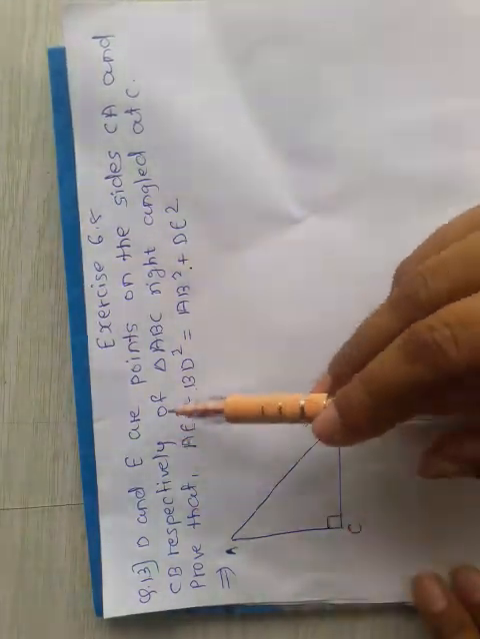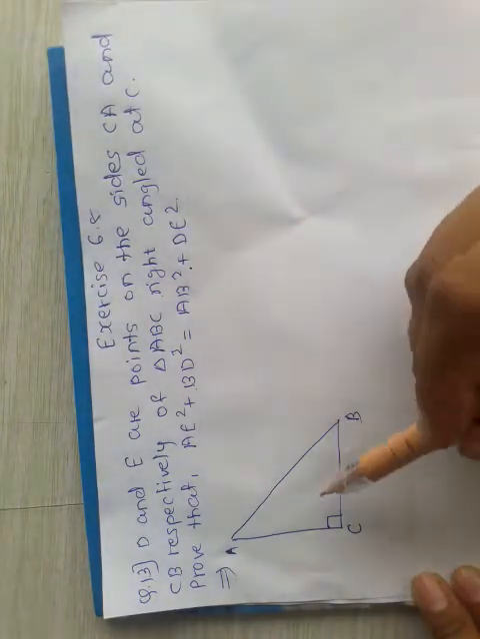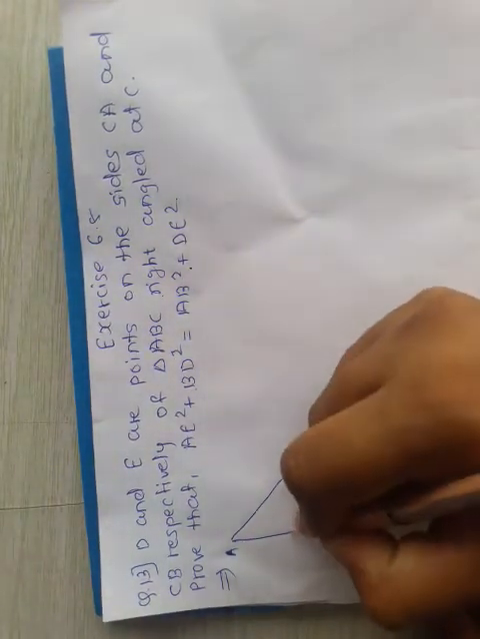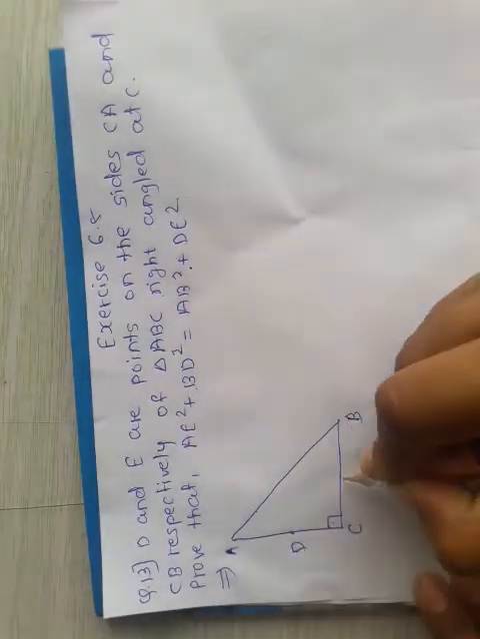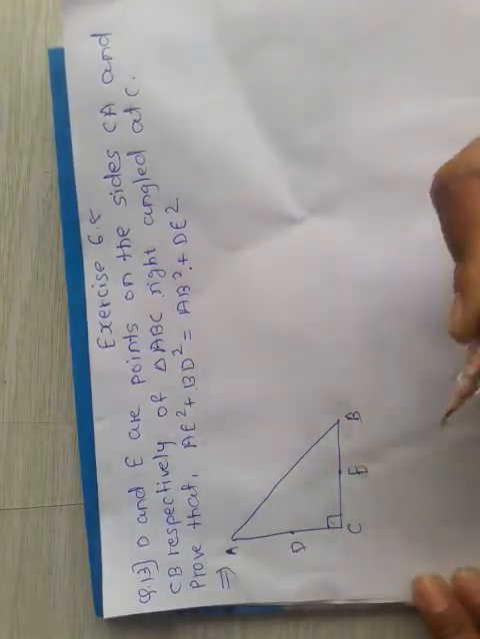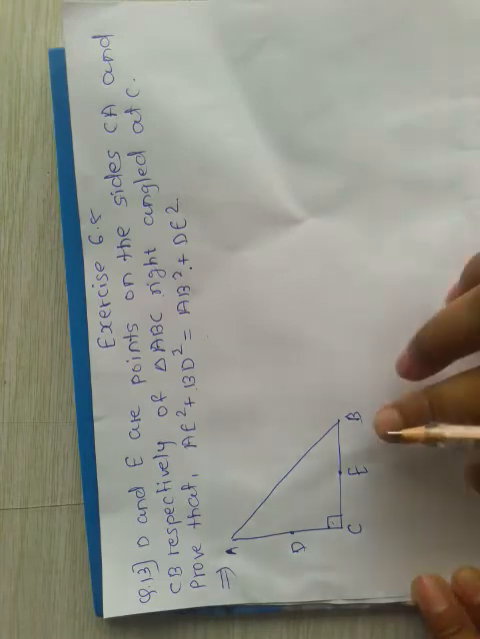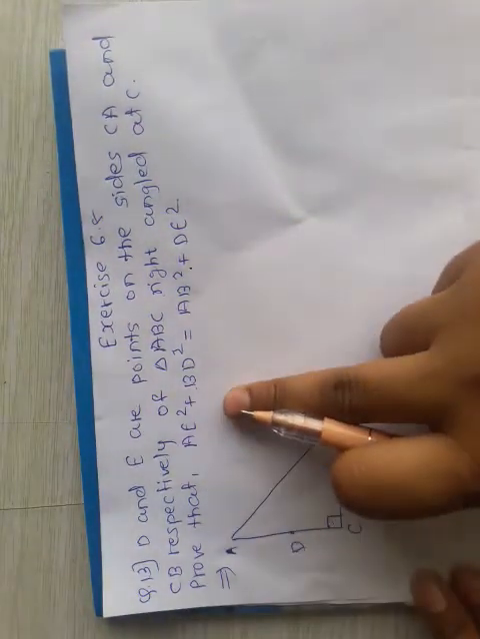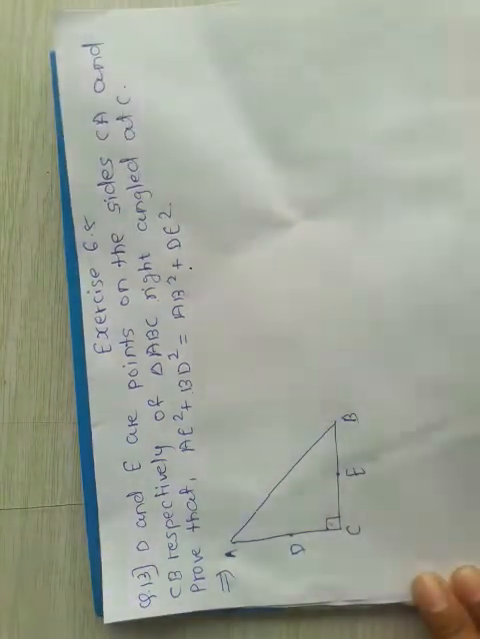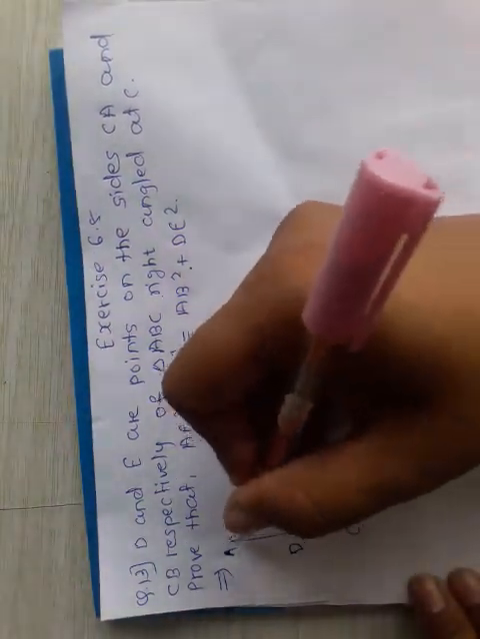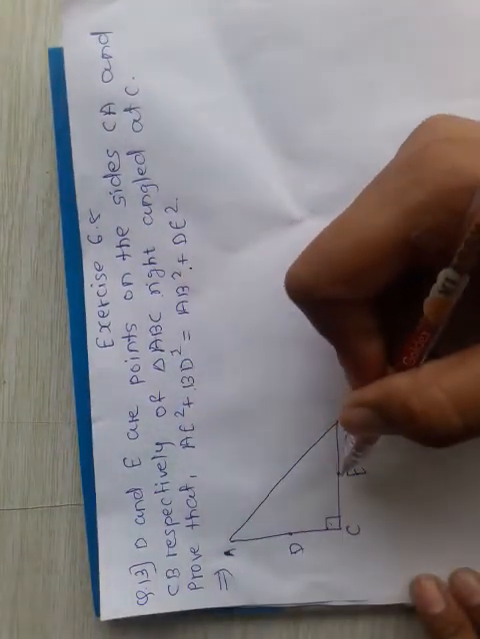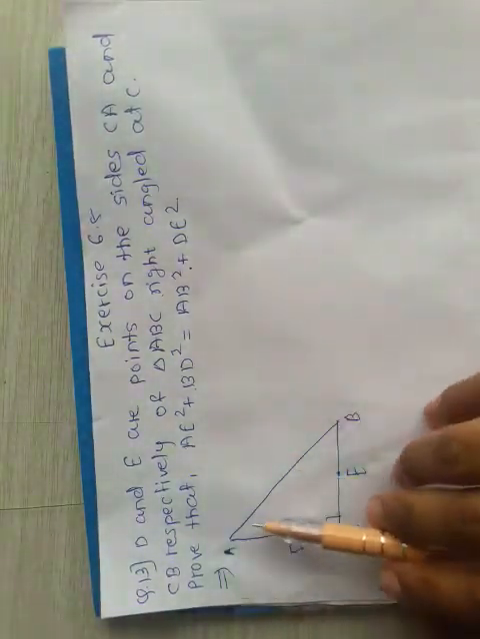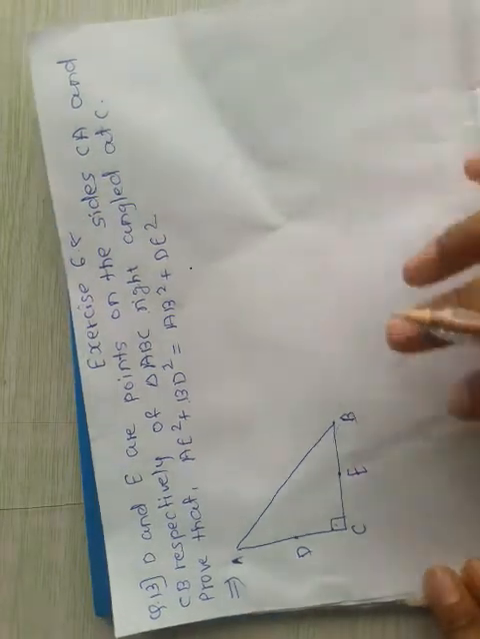So D and E are points on the sides CA and CB. D is on side CA and E is on side CB. So these two points are given to us. Right angle at C. Prove that AE square plus BD square is equal to AB square plus DE square. AE square means we have to join AE, plus BD square means we have to join BD, equal to AB square plus DE square, so we have to join DE.